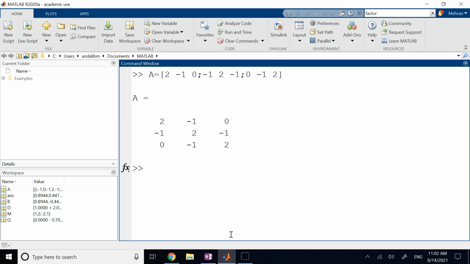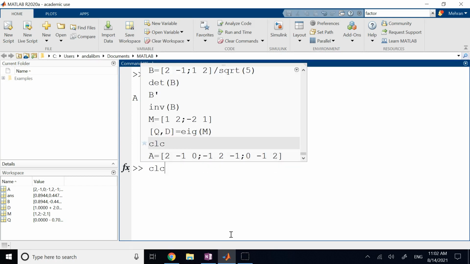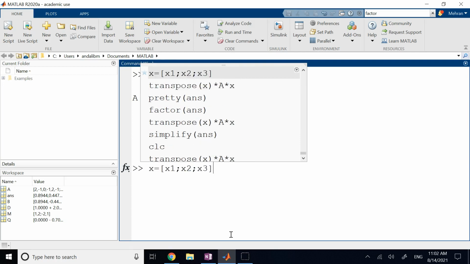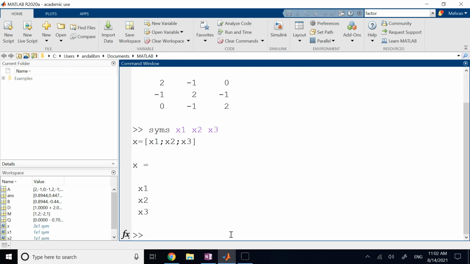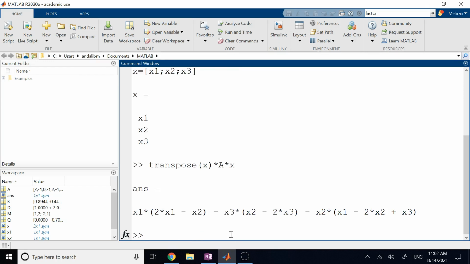What you can do is use MATLAB Symbolic to help you. You define the three symbolic variables x1, x2, and x3, and then you define vector x to be the combination of these x1, x2, x3 in a column vector format. And now you say, what is the transpose of x? When x is symbolic, do not use the single quotation for transposing. Use the command transpose. Okay, so what is the transpose of x times A times x? And it gives you a scalar thing.